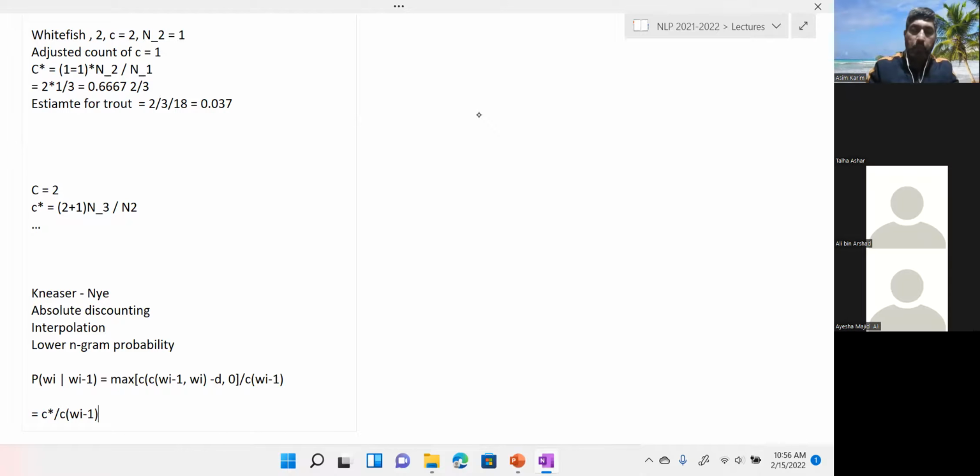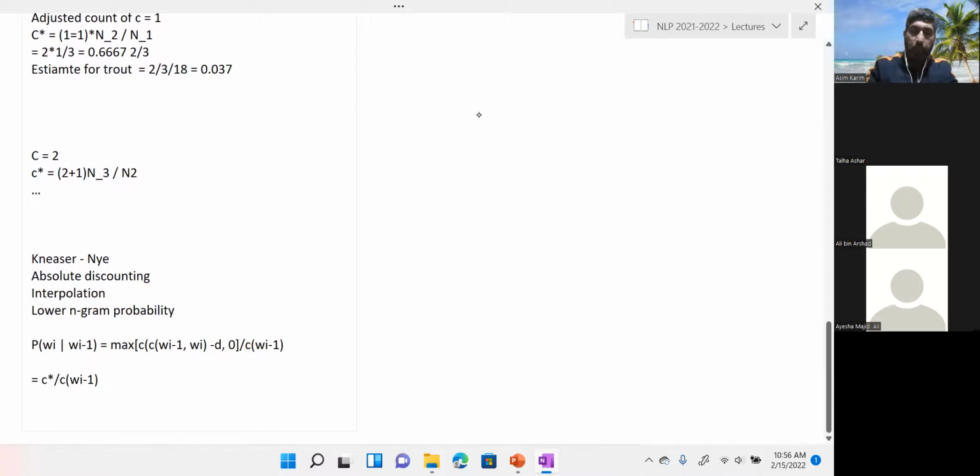So this is called absolute discounting. And the main thing is that it is based on the Good-Turing intuition, but made simpler by not computing all those counts explicitly.